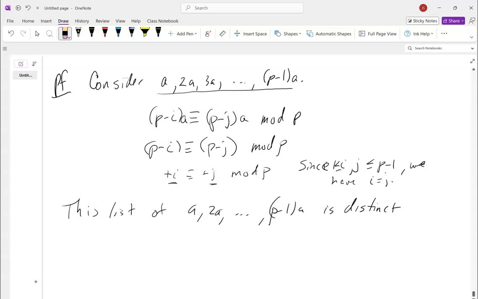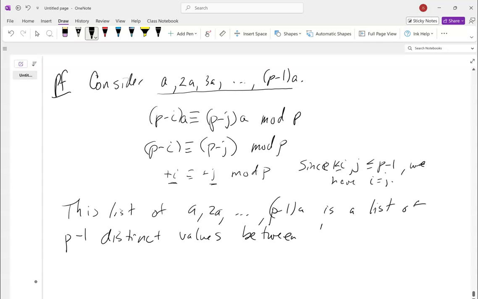Why can I not erase? Now it decides to erase. Thanks. This is a list of p minus 1 distinct values between 1 and p minus 1.